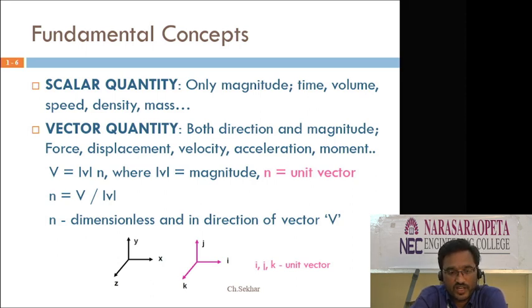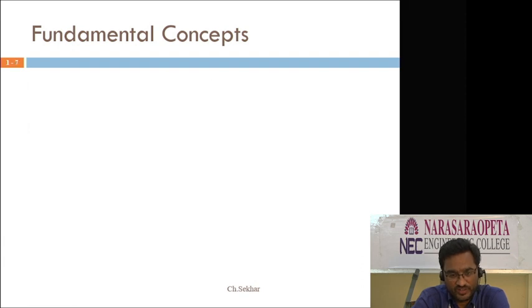Examples of scalar quantities are time, volume, speed, density, and mass. Vector quantities are velocity, acceleration, force, displacement, and momentum.